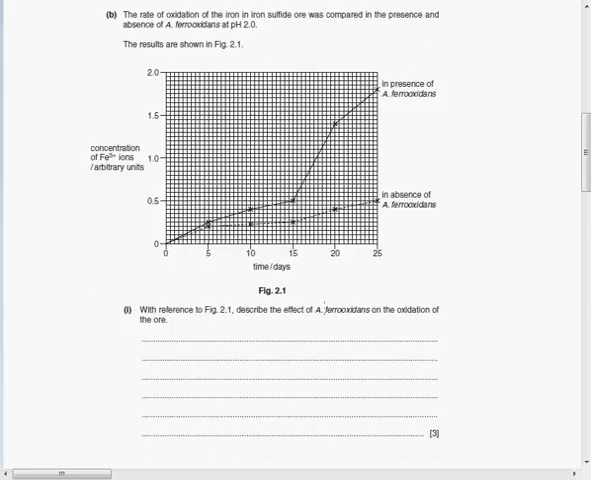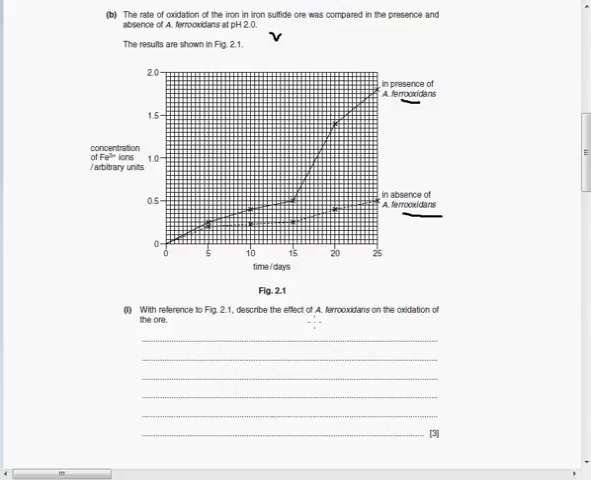And then we have another question here. The rate of oxidation of the iron in iron sulfide was compared in the presence and absence of ferrooxidants. The results. So in presence of this one, in absence of ferrooxidants, right?